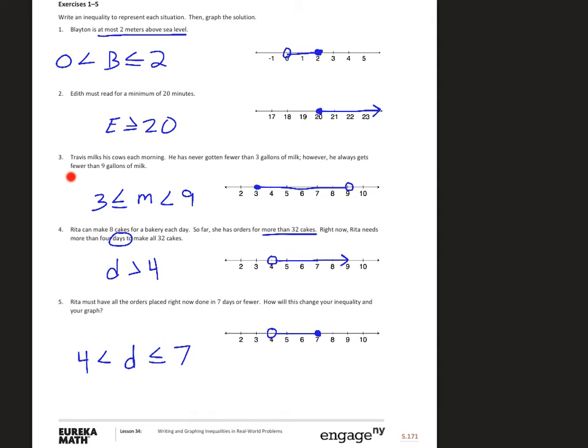But he's never gotten, he always gets fewer than 9. So that means I don't think he's ever gotten 9. So it's less than 9. And there's my graph.